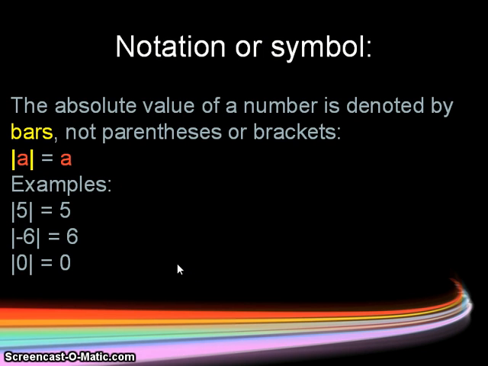The absolute value of a number is denoted by bars, not parentheses or brackets. So this is read as the absolute value of a is equal to a. Examples: the absolute value of 5 is 5. The absolute value of negative 6 is 6. The absolute value of 0 is 0.